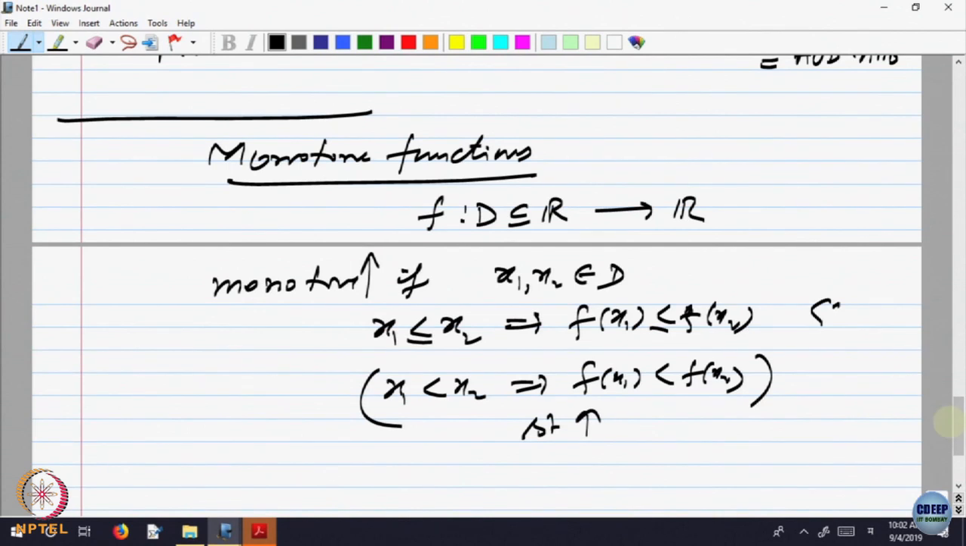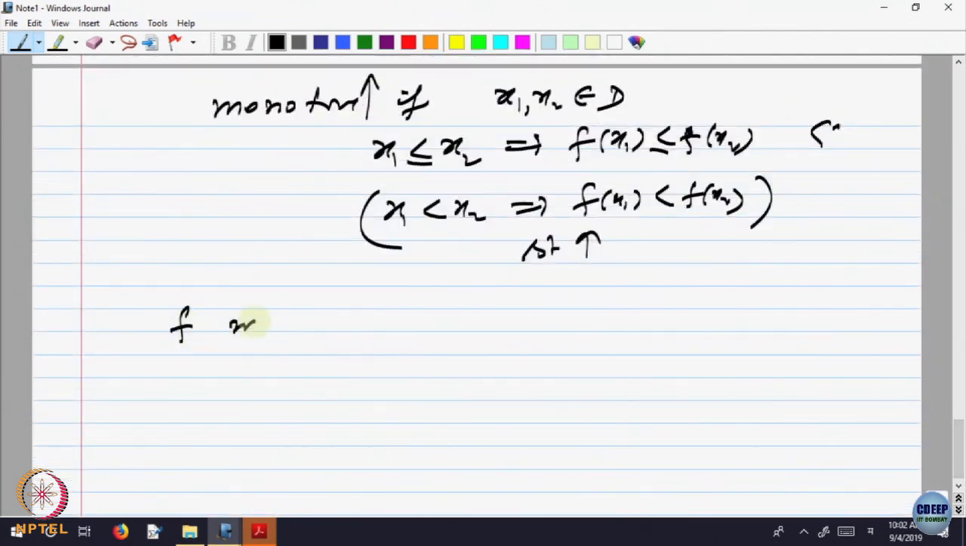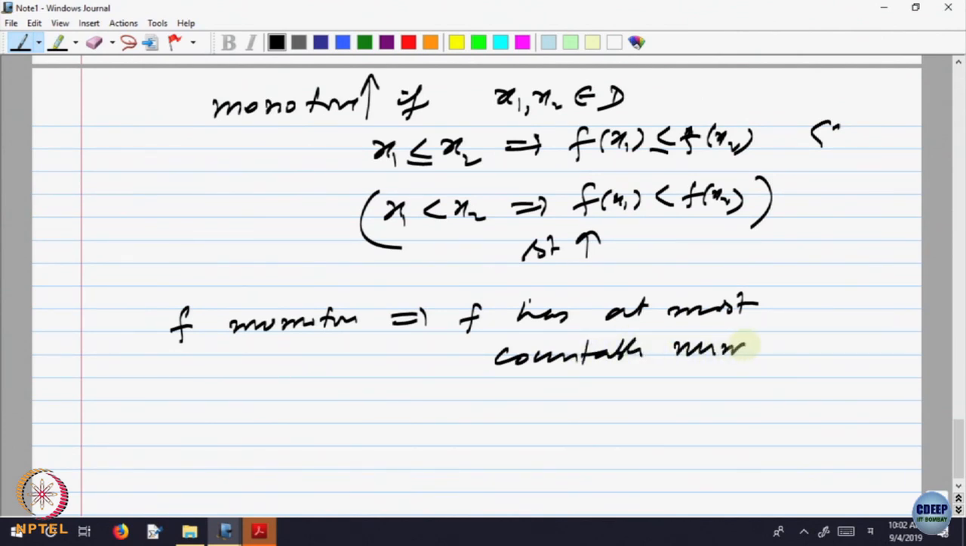So, we looked at various properties. We showed that f monotone implies f has at most a countable number of discontinuities. Right, that we showed. A monotone function can be discontinuous, but the only possible discontinuities are jump discontinuities, and they are at most countable. Okay.